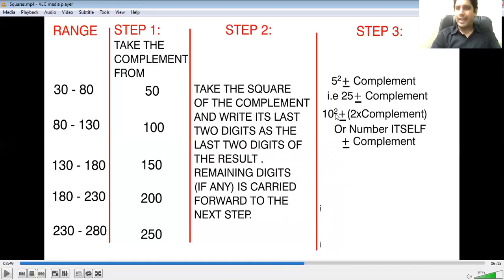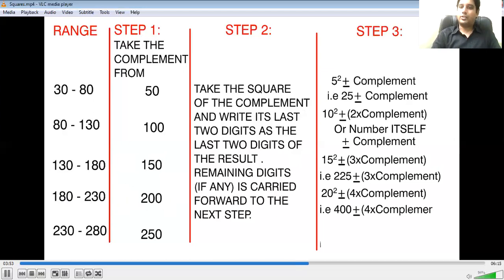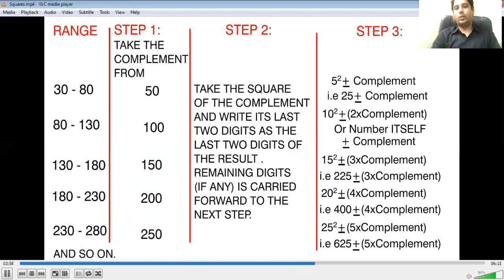Now following the same mechanism, when you are dealing with a number in the range of 130 to 180, it is 15 square plus minus thrice of complement. When the number is in the range of 180 to 300, that is complement is taken from 200, it is 20 square plus minus 4 times of complement. When it is taken from 250, it is 25 square plus minus 5 times of complement. And this would continue in the same manner. So this way, my friends, you can find out the square of any natural number.